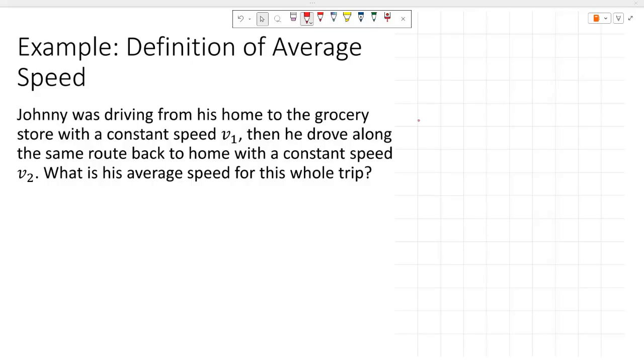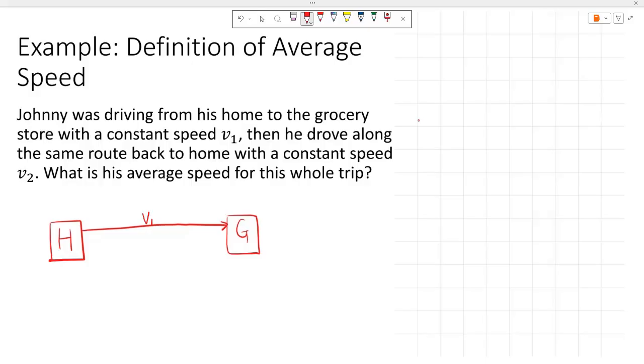All right, this guy drives from his home to the grocery store. And let's say, just to be simple, we assume that he drives straight ahead to the grocery store, and the speed he has on the way there is a constant speed, let's say v1. By constant speed, I mean the speed is going to be the same the whole time.